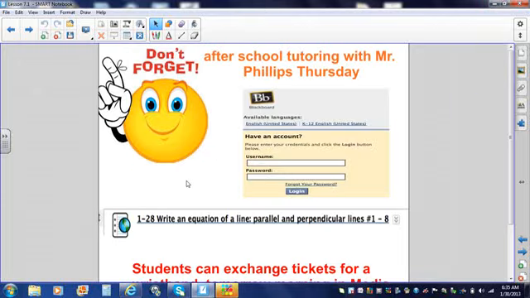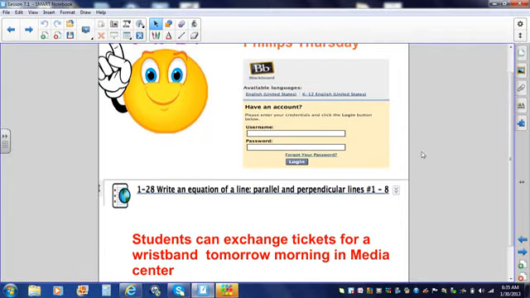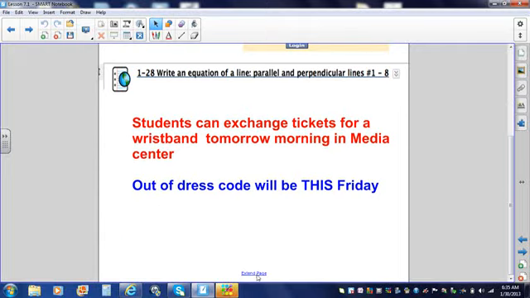Your MSAs. There will be after-school tutoring tomorrow with yours truly, Mr. Phillips. We have worked out problems 1 through 8 from this week's EOC review packet. Check it out. Log in to Blackboard. They're there. Don't forget that you can exchange your homework club tickets for a wristband tomorrow morning in the media center if you haven't done so already. You can be out of dress code this Friday.